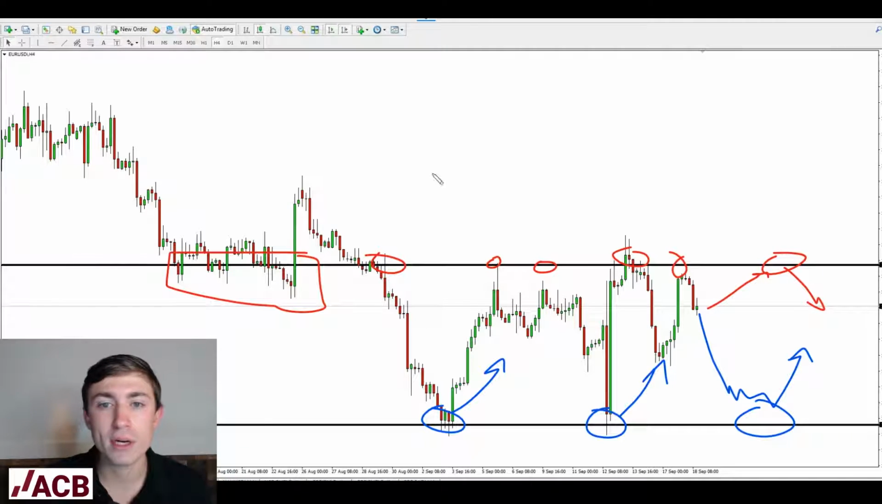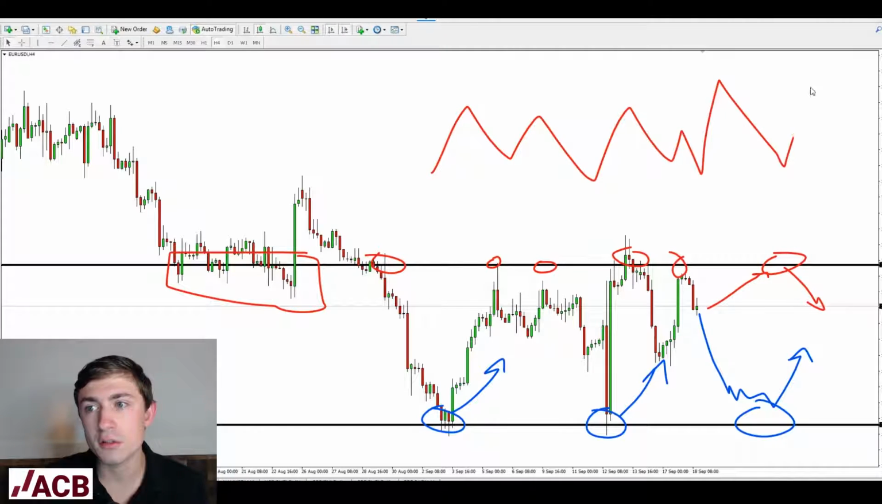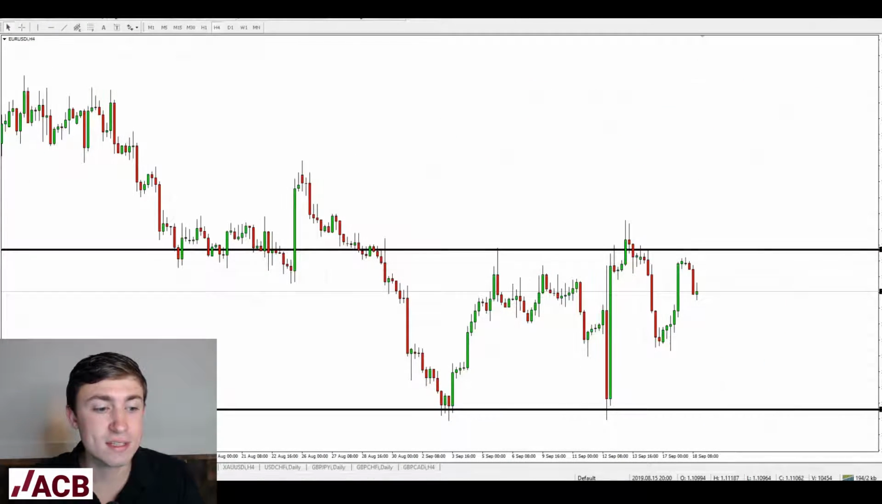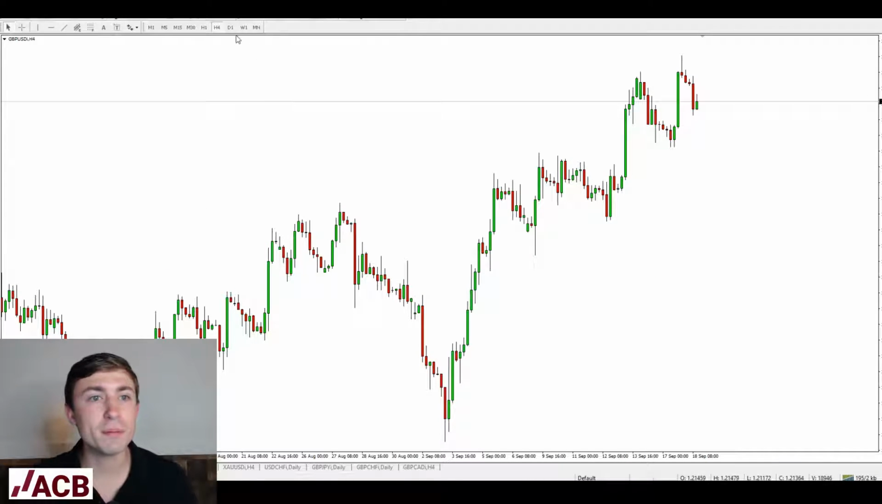A lot of times when markets are chopping back and forth, they will continue to do so for quite some time before they actually break out and trade some other direction, right? So here on Euro USD, we might have an opportunity to continue to trade that sideways action that we are seeing. Next up is going to be GBP USD.